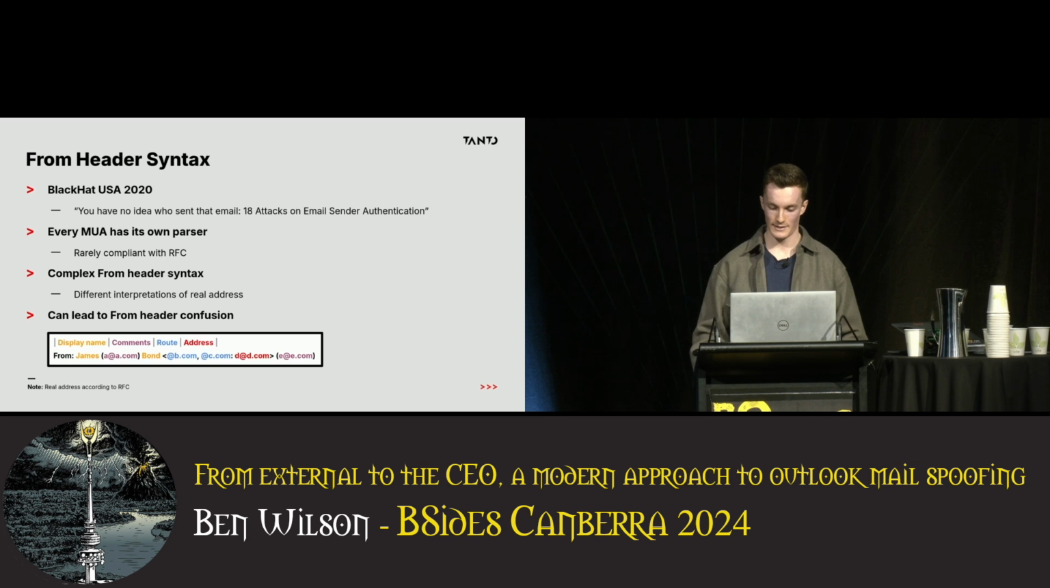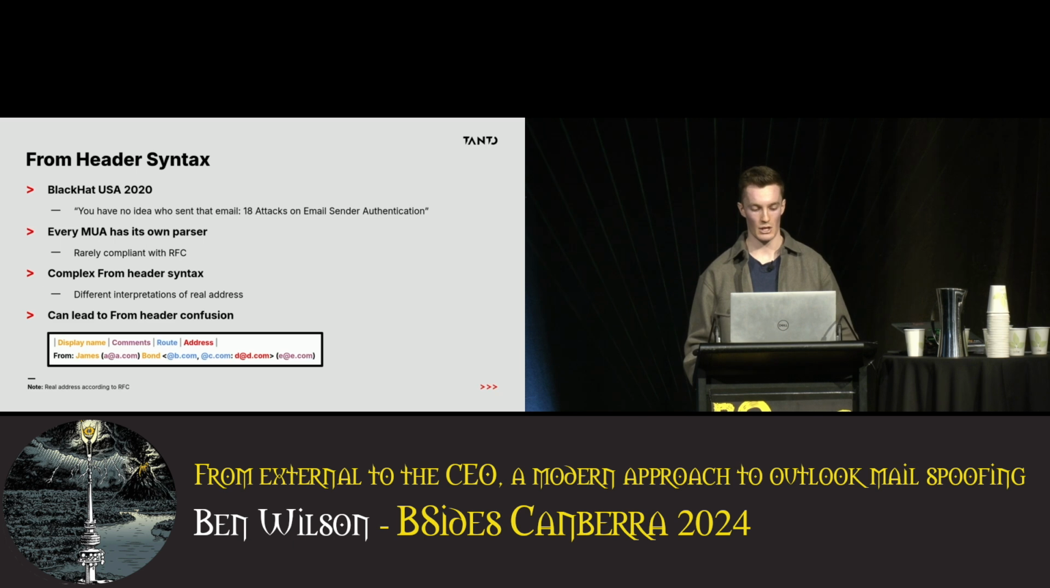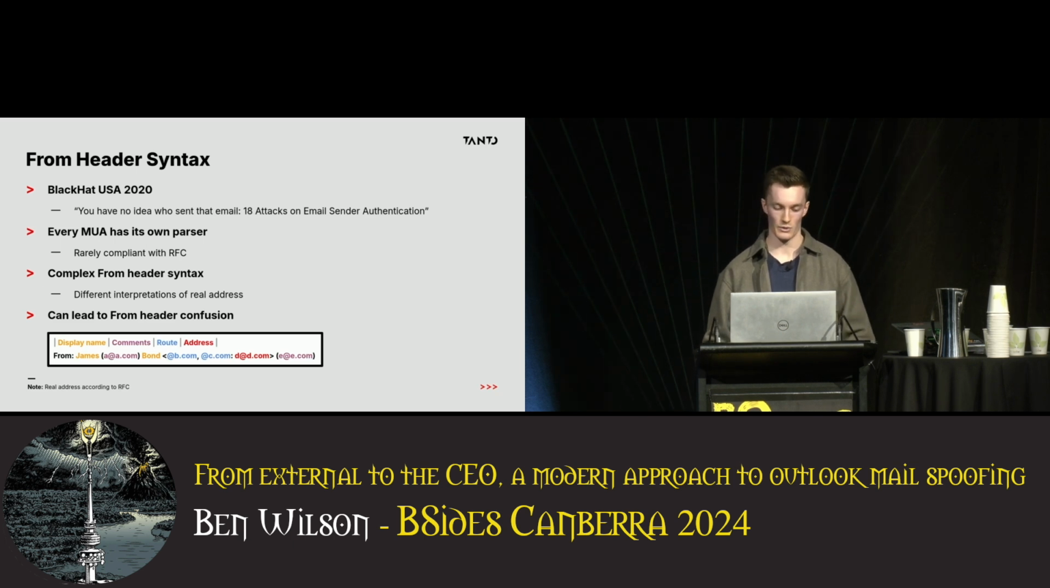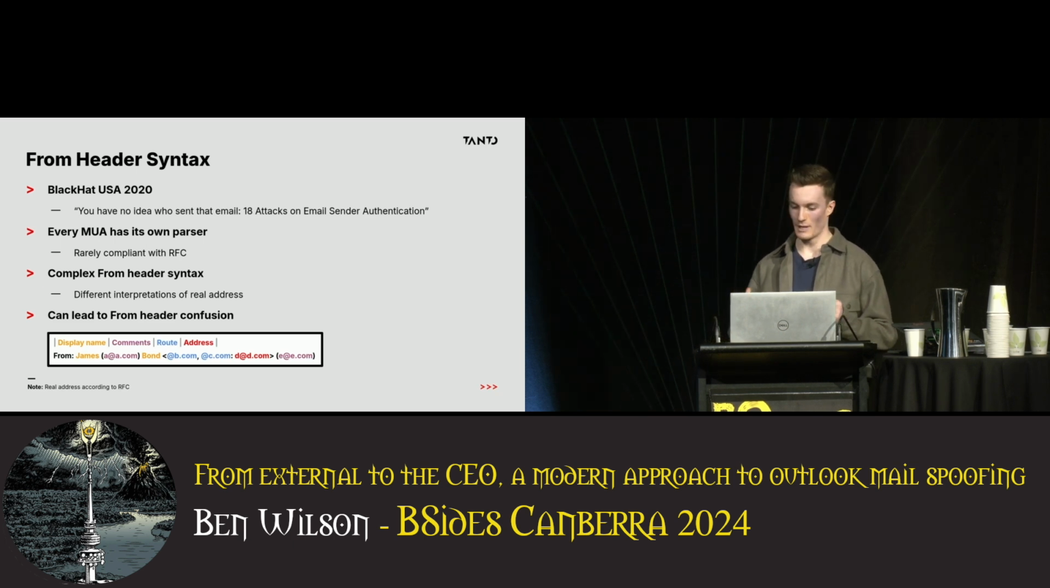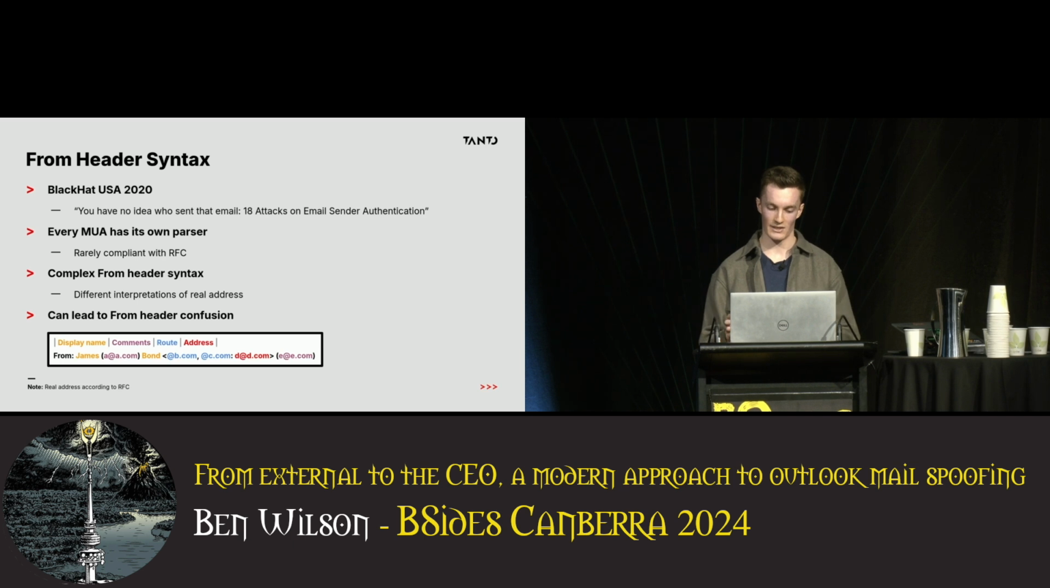As an example, this here is a legitimate from header. You can have display name, comments, a route portion, and then your address, and the mail user agent has to look through that and pick the address as the correct section of the email and go, yep, that's who sent the email. And you'll find a lot of times this isn't the case, and sometimes you can get away with some interesting stuff.